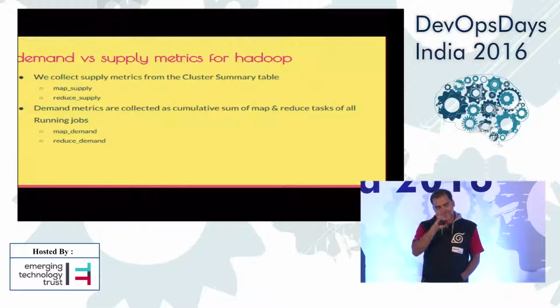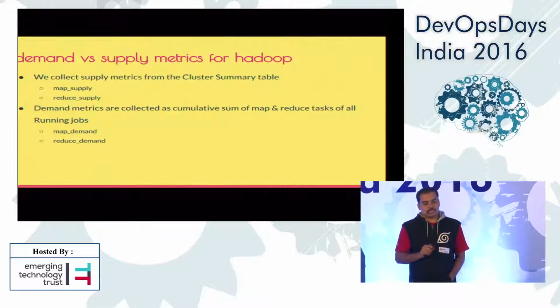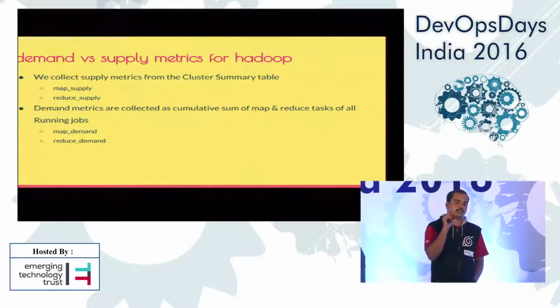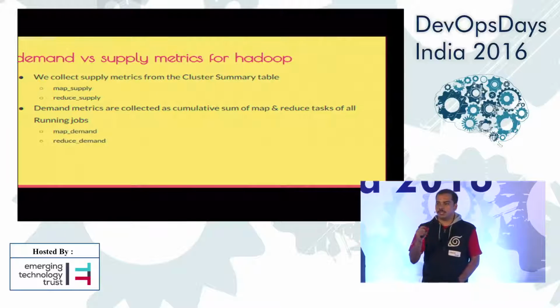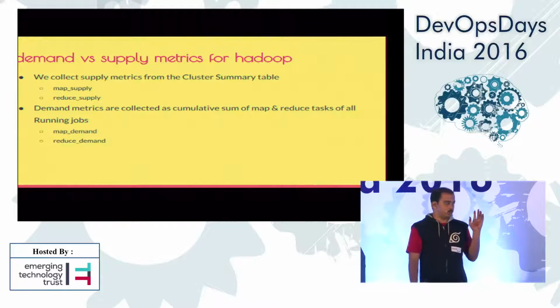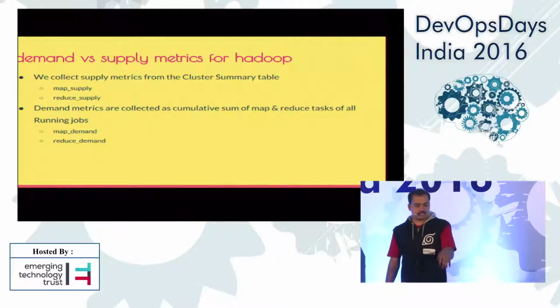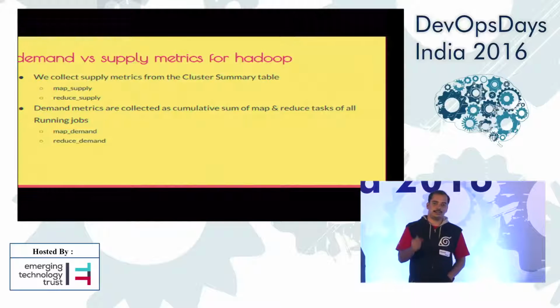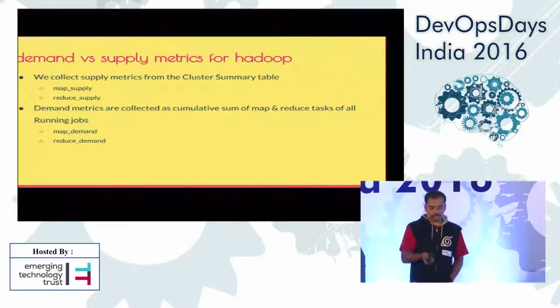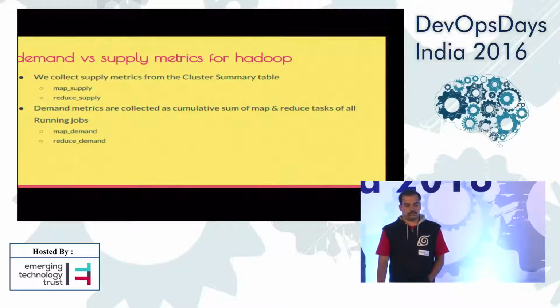So applying the same notion for Hadoop, we started off collecting the supply and demand metrics, as in how many mappers you have and how many reducers you have, and we push them into a particular store. There are some links in the notes, if you can check them out. We have sample Python code that pushes these metrics to CloudWatch, if you want to quickly try out all of this.